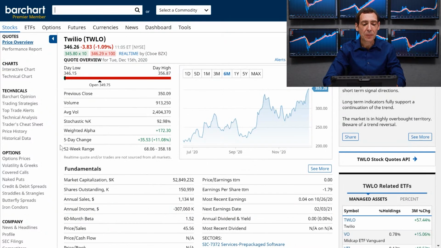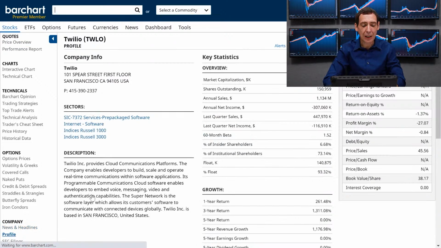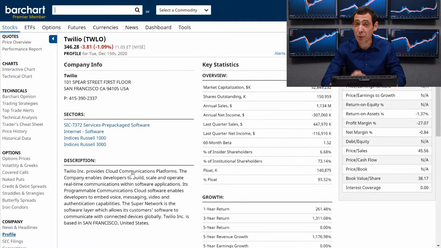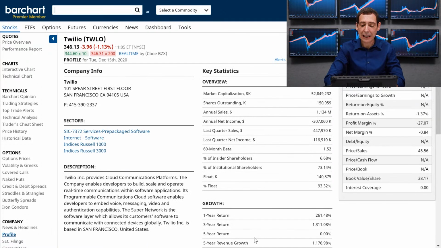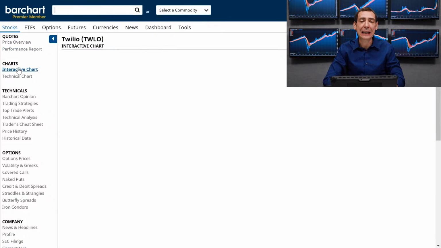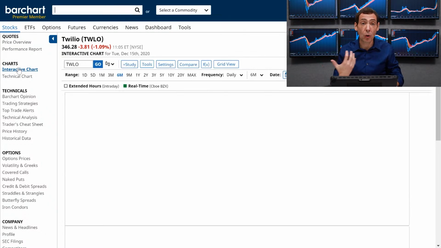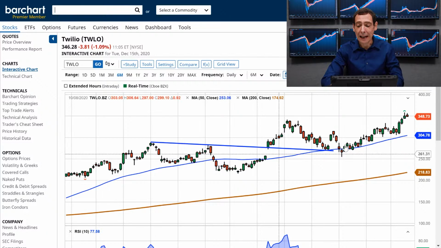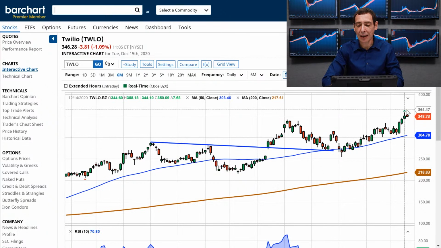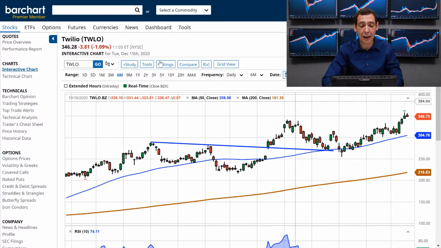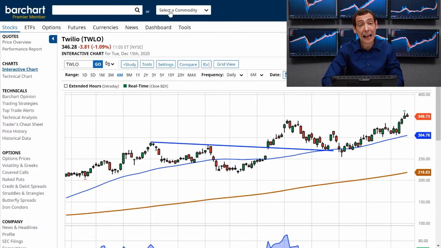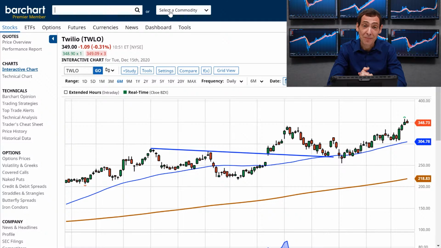Next one is Twilio. And boy, oh boy, this stock is on a tear. They build cloud communication platforms. Remember what I told you, cloud is going to be big. 1 year return, 261%. And this stock is a leader in, they used to just be focused on texting, but now they're focused on all types of cloud services for computers. And again, look at this nice consolidation. The stock is breaking out after consolidating for a long time. Russell 2000 stock. And again, it was one of my top stocks about 9-10 months ago. It was a lot cheaper.